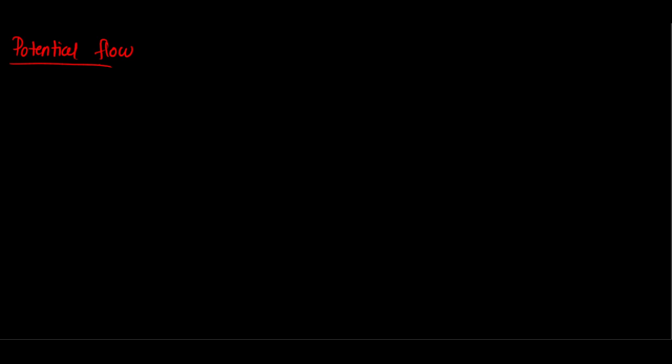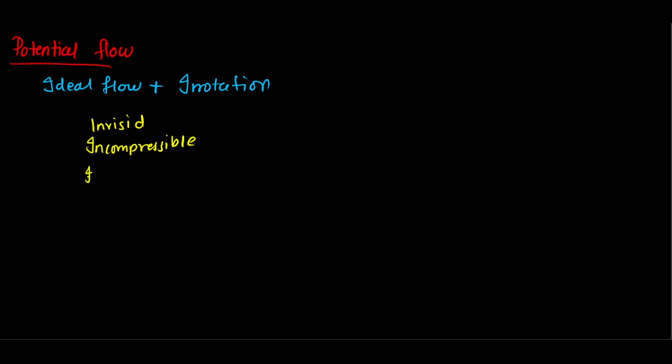So generally we define a potential flow as an ideal flow, plus there's an extra condition that it should be irrotational. So at its heart, potential flow is defined as an inviscid flow, which is viscosity is 0, an incompressible flow, and an irrotational flow. So these are the three conditions for a potential flow. And we'll see where the word potential comes from.